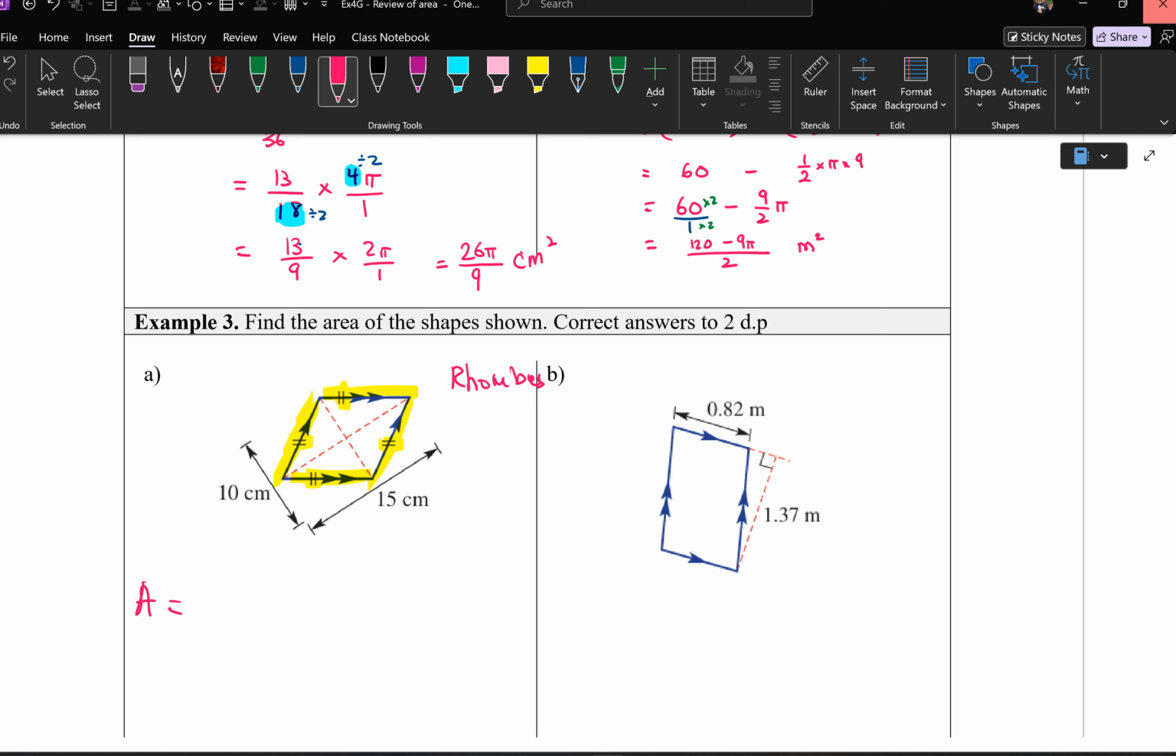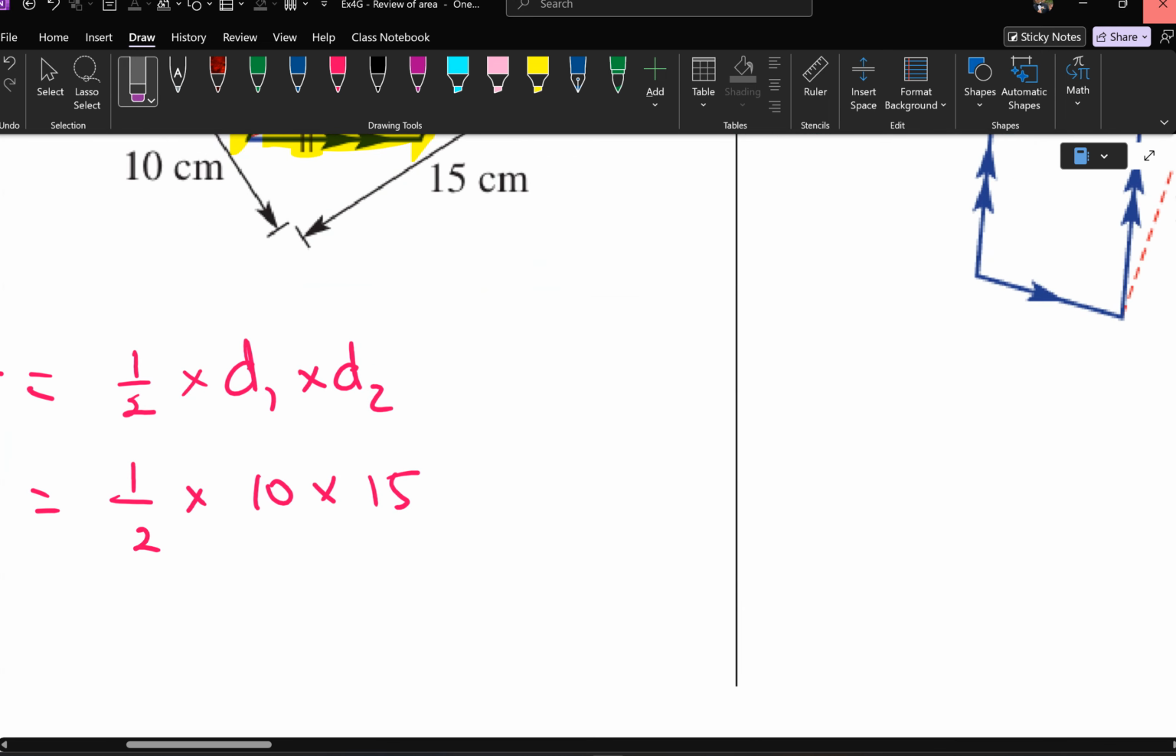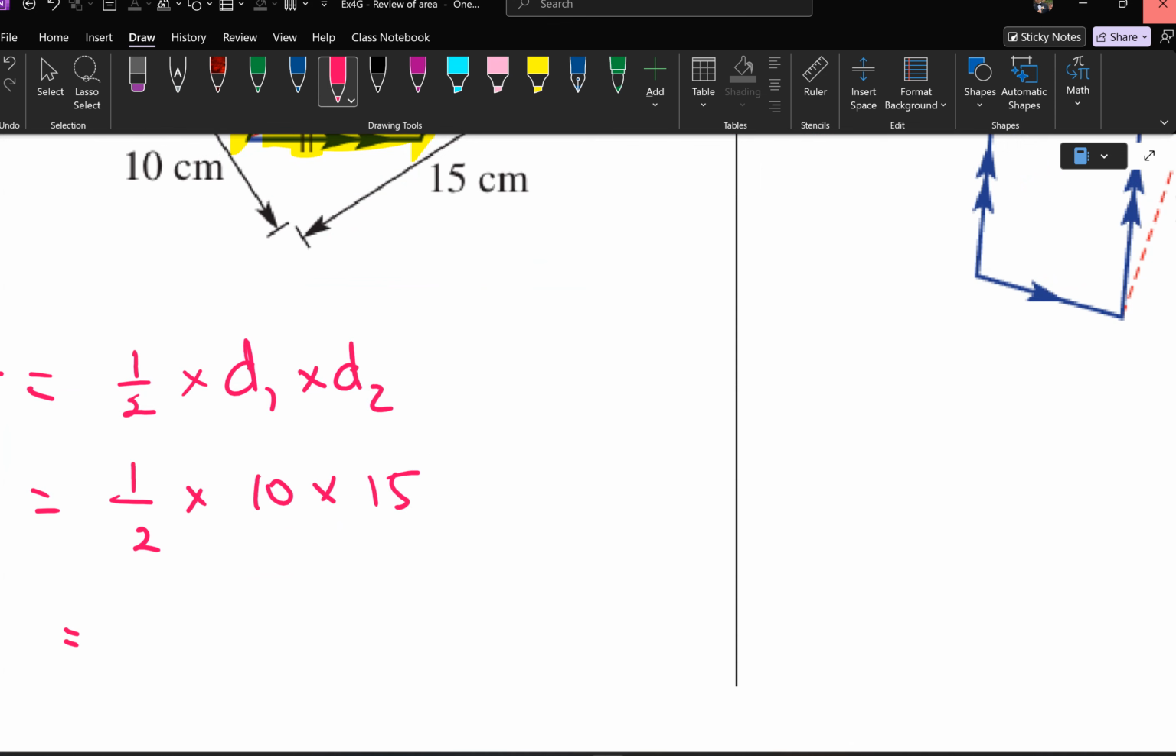It was half of diagonal 1 times diagonal 2. Good. So in this case, it'll just be half times 10 times 15. Plug it in your calculator because it says to round to 2 decimal places. That's essentially what 10 times 15 is 150 and then divided by 2. 150 divided by 2 is 75 squared centimeters.